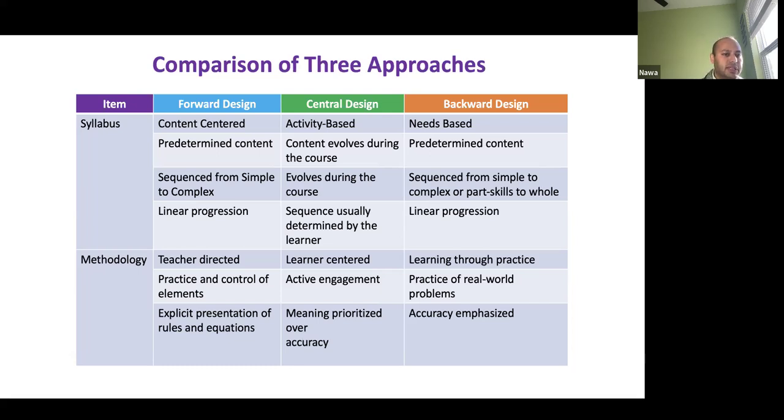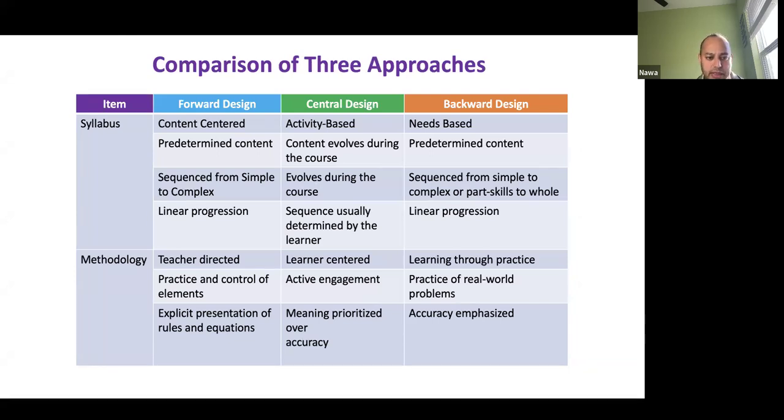In terms of the syllabus, the forward design is content-centered, so we decide the content first. The central design is activity-based, and the backward design is need-based. So we do the needs analysis, and whatever is needed for that group, we put that as the content. It is predetermined for the forward and backward designs, but the content evolves during the class for the central design. Forward and backward designs sequence from the simpler topics to the complex, but in the central design there is no control on that; it just evolves during the class. Again, forward and backward have a linear progression, but the sequence may be different and may be defined by the learner itself for the central design.